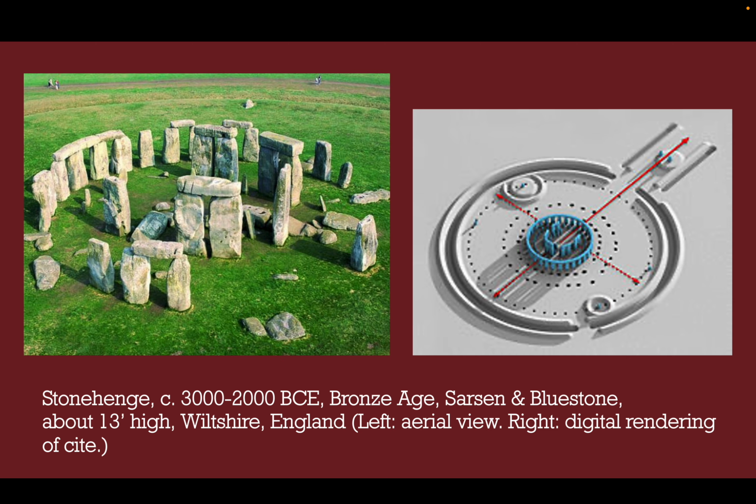The sarsen stones used at Stonehenge come from about 15 miles north of the site, and the bluestone in the center came from even further away than that. So these are the bluestones. These are the sarsen stones around the edge. So this tells us that this was very important. This was a very important site.